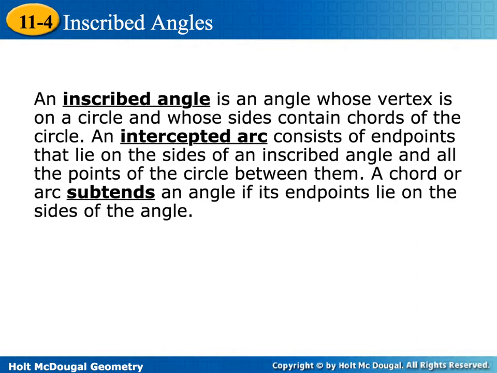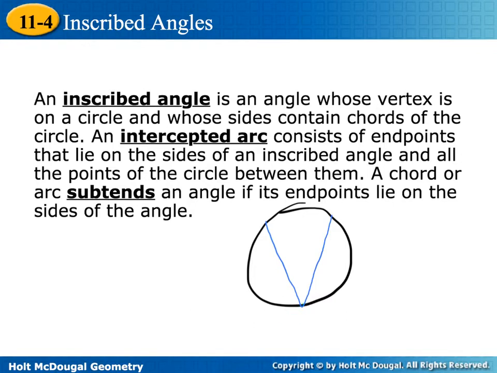An inscribed angle is your first buzzword, and it's an angle whose vertex is on a circle and whose sides contain chords of a circle. So basically, if this was your circle, this blue angle is an inscribed angle because the vertex is on the edge of the circle. Because the vertex is on the circle, it's called inscribed.